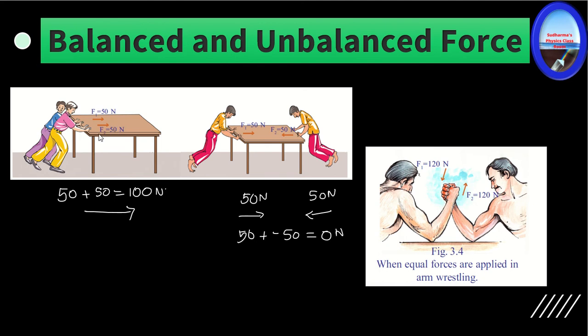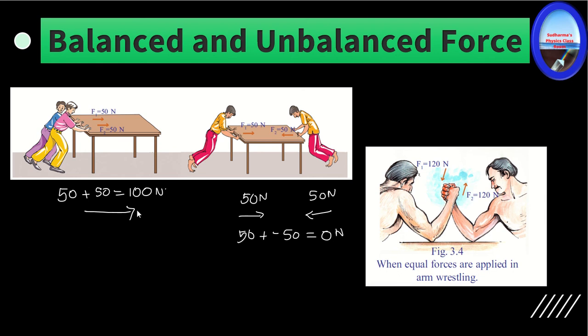Why is it an unbalanced force? There is no other force going to balance this 100 Newton. But here, 50 Newton applied on this side is balanced by the other 50 Newton on the other side. Another example: when equal force is applied in arm wrestling, they both cannot move their arms in any direction, right? Both are equally applying force on each other. So this is again an example of balanced force.